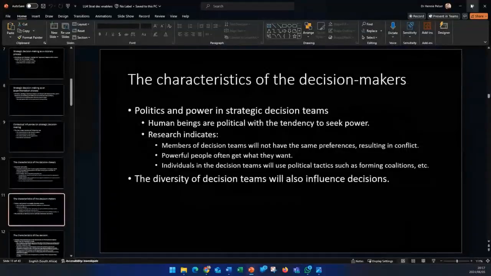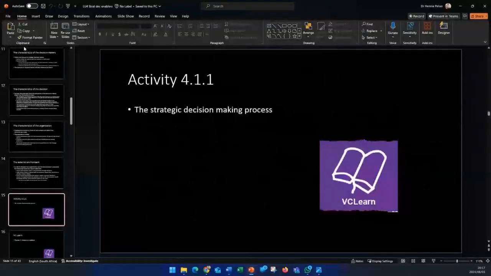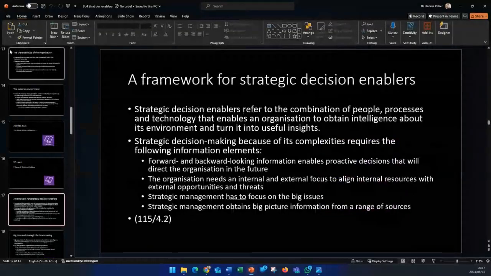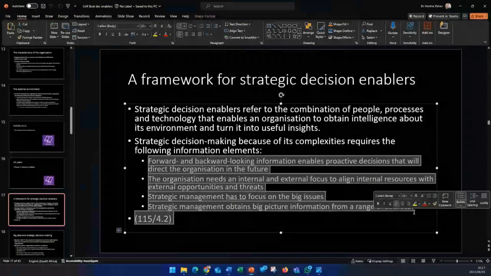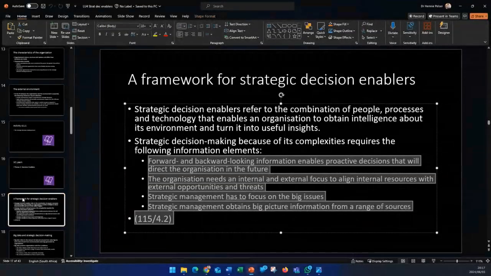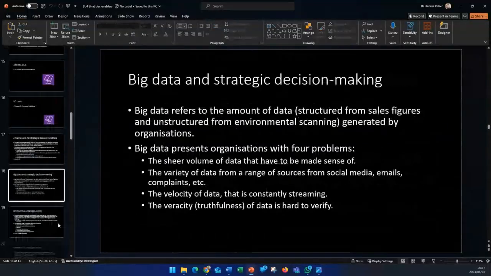So have I now opened the right one? Strategic decision enablers. So in terms of this, guys, this used to be their default until 2, 3 years ago. So again, I would definitely look at those. Oh no, what am I looking at? My apologies. They've also asked us questions around big data.